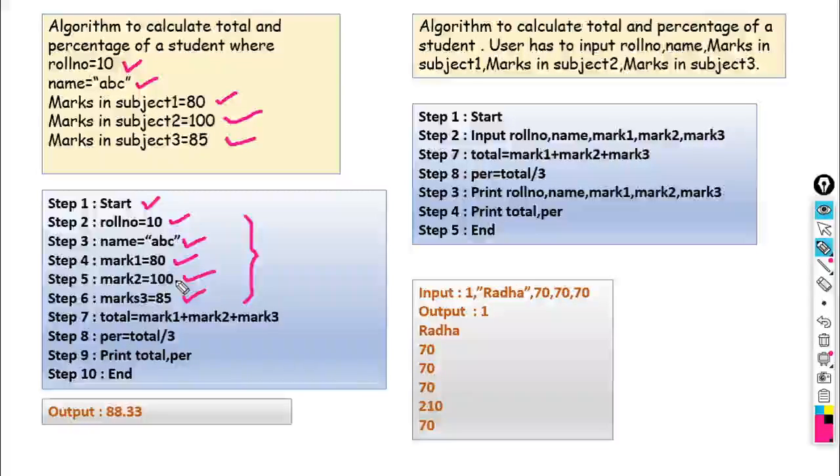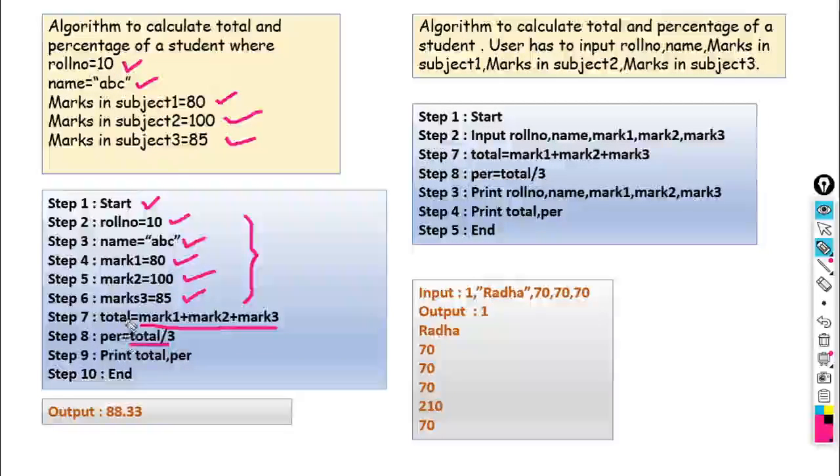Then the calculation step. How can we find out the total of marks? So total is equal to mark 1 plus mark 2 plus mark 3. And then percentage is equal to, here we used the variable PER. So what is the formula for this one? Total by 3. It is similar to average because we are considering the marks out of 100. So with this formula, total by 3, it will give you percentage as well as average.